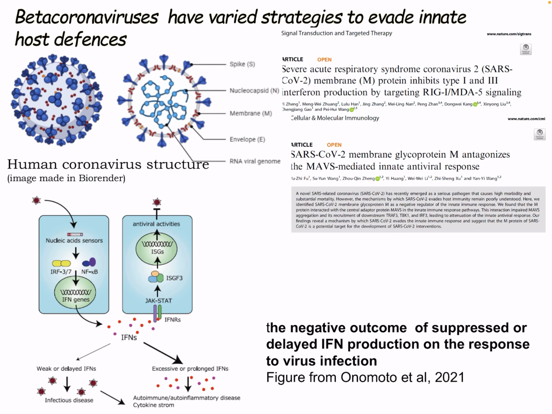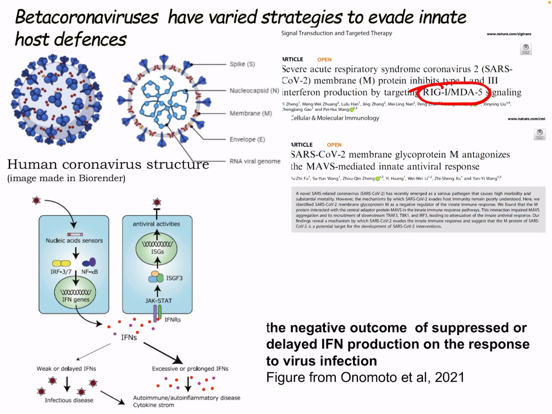we can see here, coronaviruses have varied strategies to evade innate host defenses. We can see here, in severe SARS-CoV-2, the M protein inhibits type 1 and type 3 interferon production by targeting RIG-1 MDA5 signaling. So essentially, the virus is able to disable our innate responses, because if these innate responses could work at 100% efficiency, we might not even get sick. So clearly, SARS-CoV-2 is disabling our system to survive.